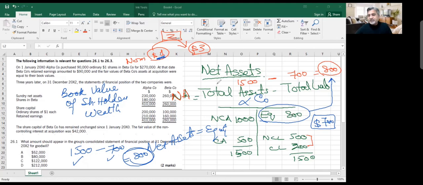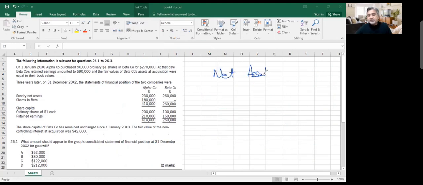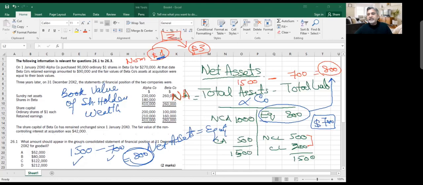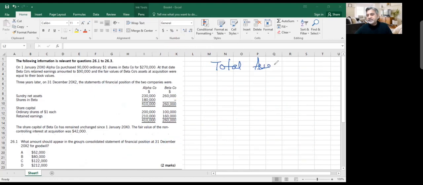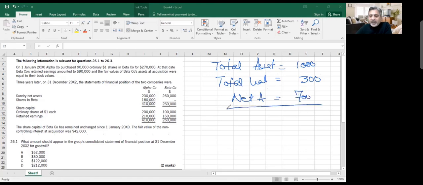So if you ask me, there is a business which has total assets of 1,000, and it has total liabilities of, say, 300. So what is the value of this business? I can say that the net assets are 700. So the book value of this entity is 700. Are we clear until here?